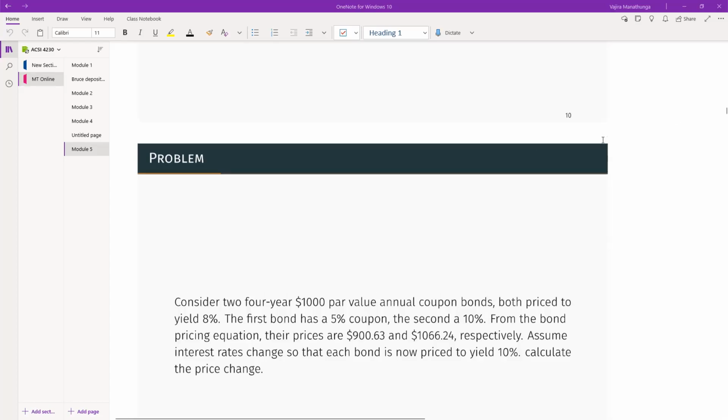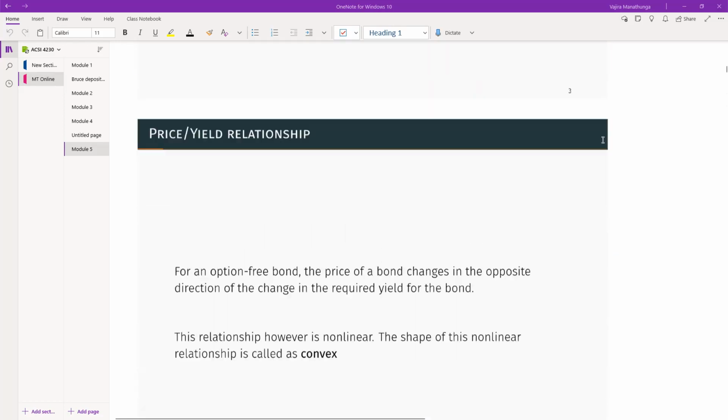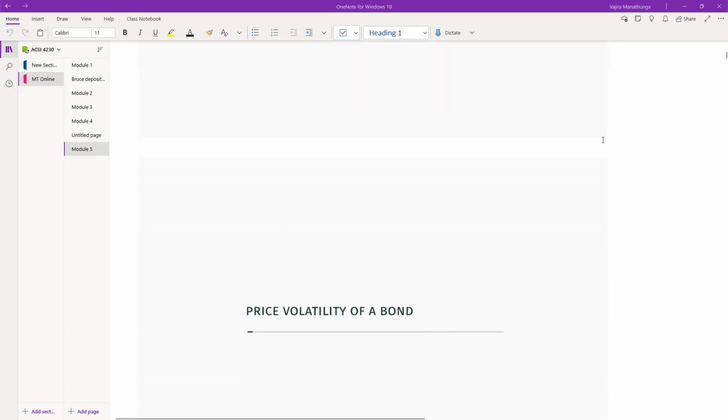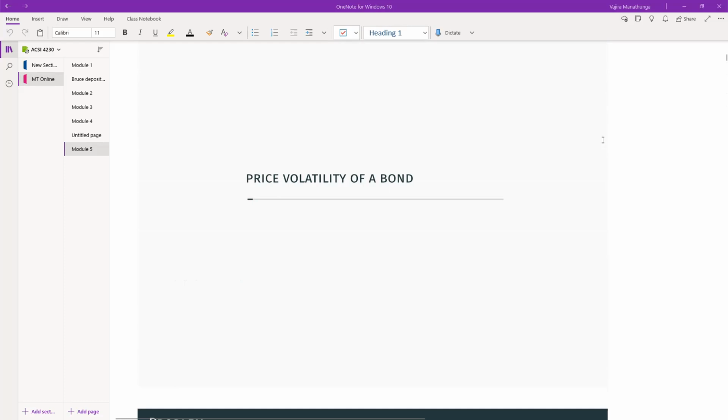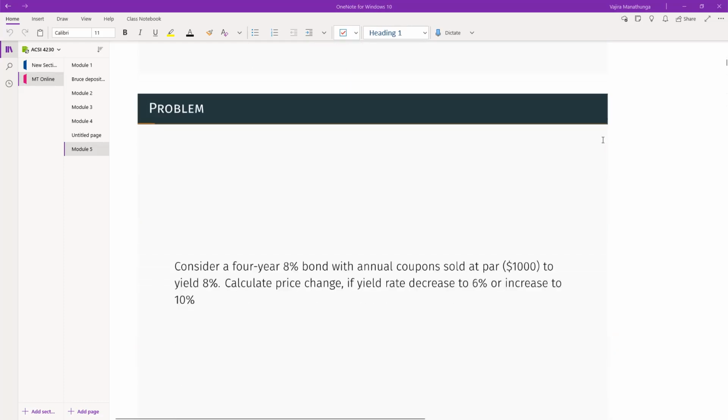So in this module, we are going to talk about volatility of a bond. So price volatility of bond. We are going to talk about several things. Some are actually not covered in exam FM, but it is very good to know about those things. So let's go through the idea first.